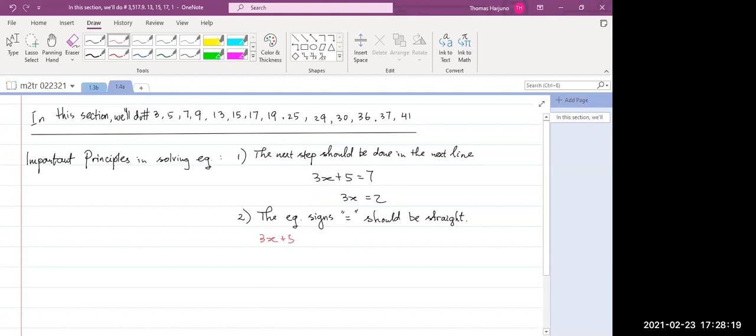3x plus 5 equals to 7. 3x equals to 2, and x equals to 2/3. You see that your equal sign is not straight anymore. Okay. If I see this, I penalize you half point. Okay, the correct one is 3x plus 5 equals to 7. The equal sign should be straight. So 3x equals to 2, x equals to 2/3.